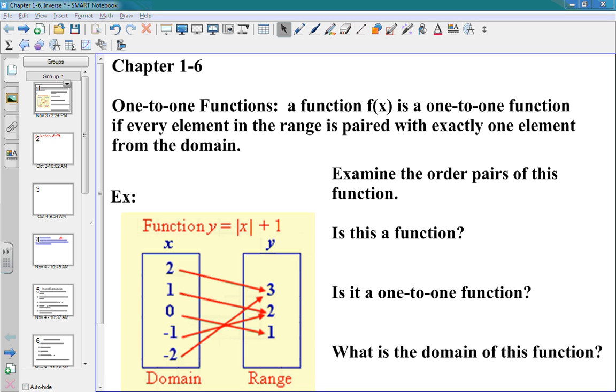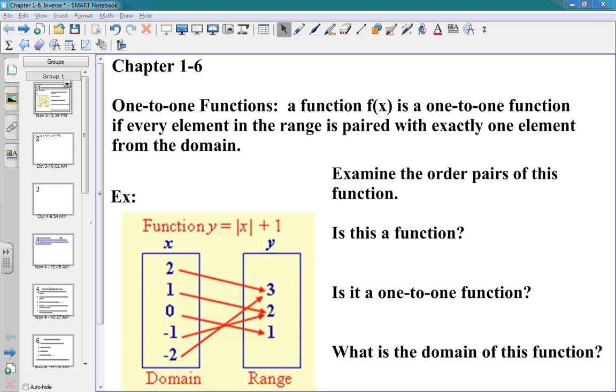Remember previously I said who in here wants ice cream, and a whole bunch of people raised their hand? Was that a legal function? Yes, because everybody can choose to have ice cream if they want. That made it a function, but to make it a one-to-one function, we have to be a little bit more precise. What do I mean by that?